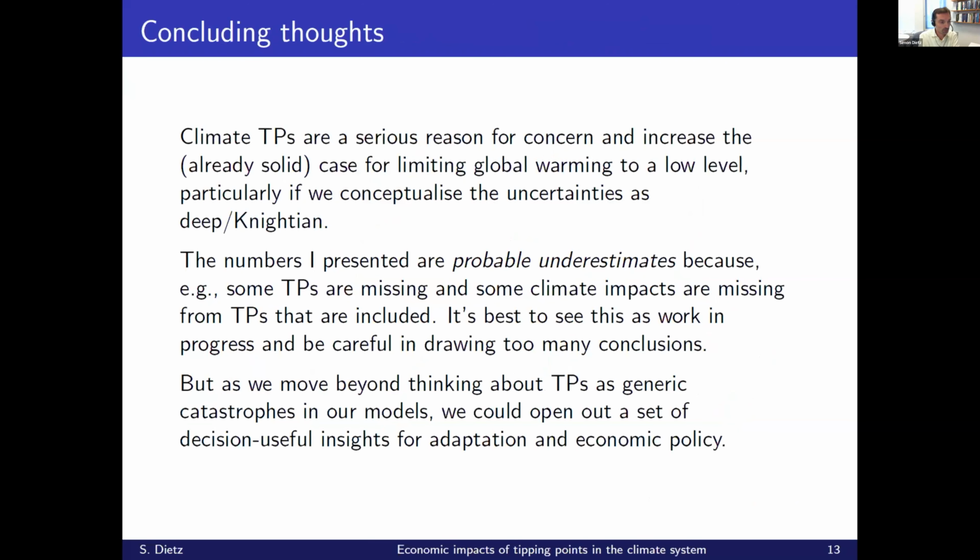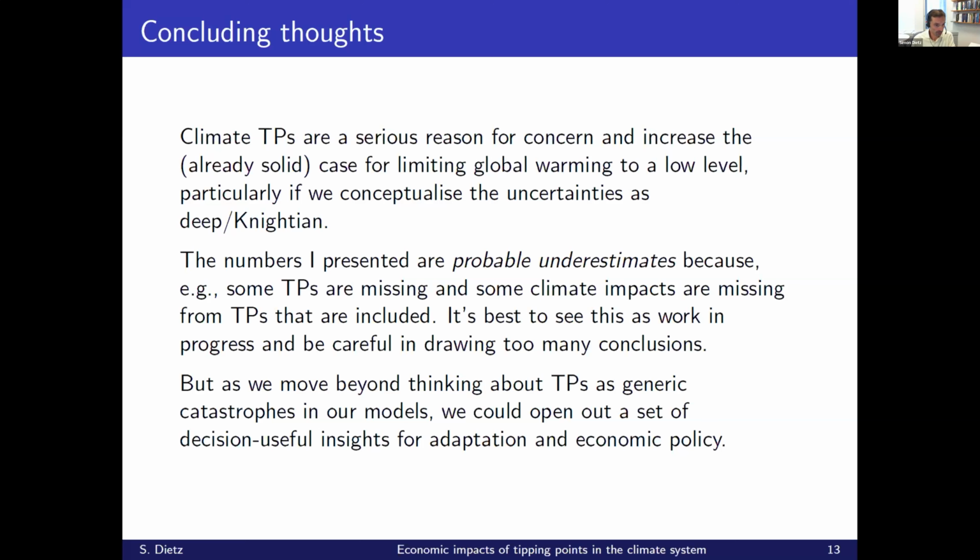Let me make some concluding remarks now. The first remark is that climate tipping points are a serious reason for concern, and they increase the already solid case for limiting global warming to a low level, particularly if we conceptualize the uncertainties as being deep or Knightian. And that's actually not something I talked about in this presentation. I tried to think about climate tipping points in a risk framework, but if we also acknowledge that tipping points may increase our second order uncertainty, then there is this issue to think about too.